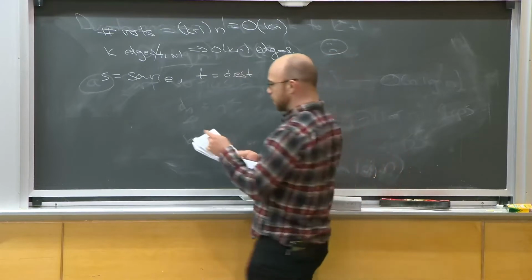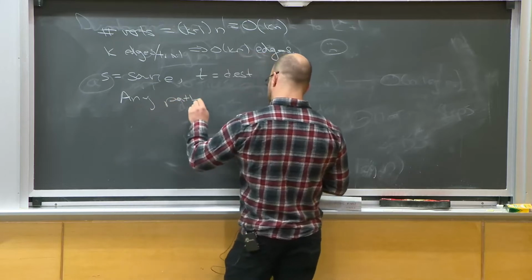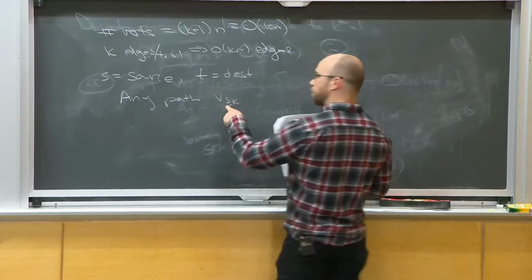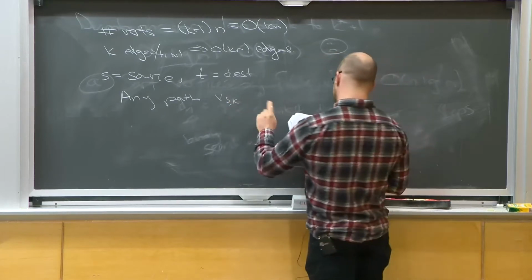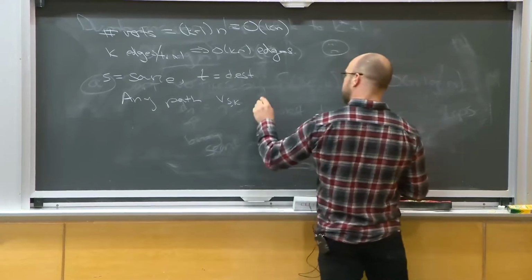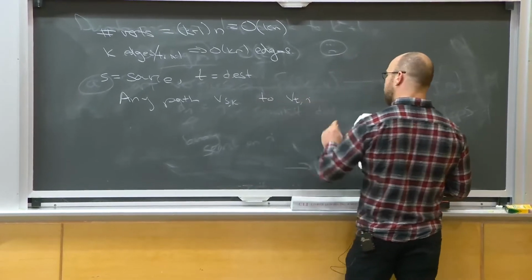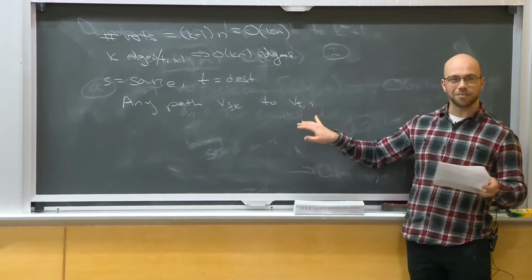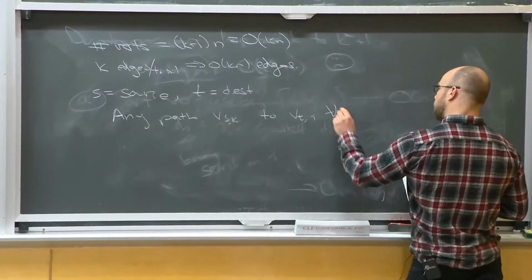So what do I need? Well, I just need any path that starts at VSK, right? In other words, she starts at S with a full bag of capacity K and ends up at V T comma I for any I, right? Because it doesn't matter how much capacity she has in her bag when she reaches her destination. So this is for all I.